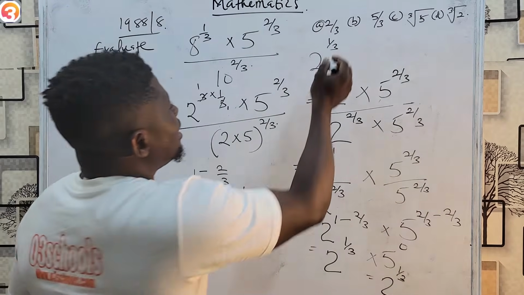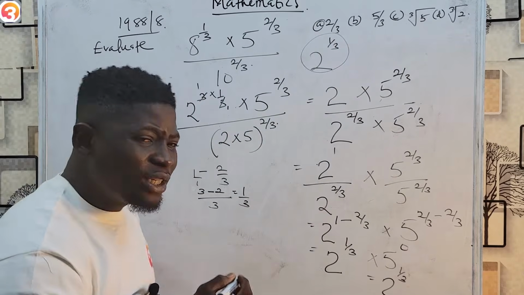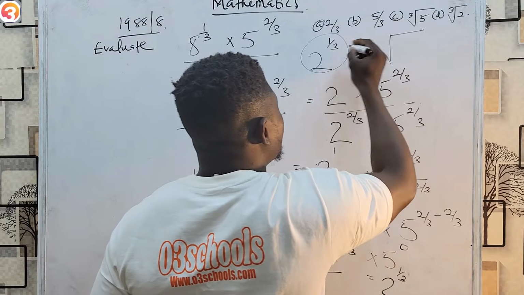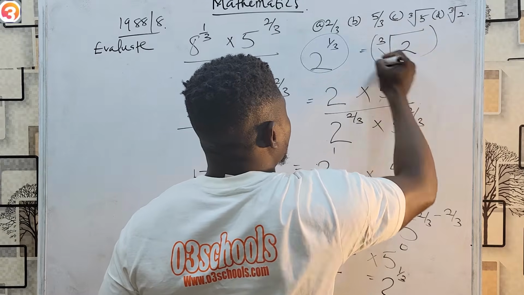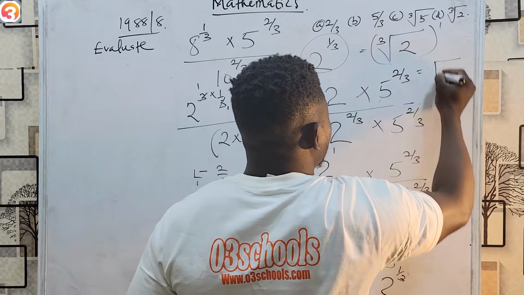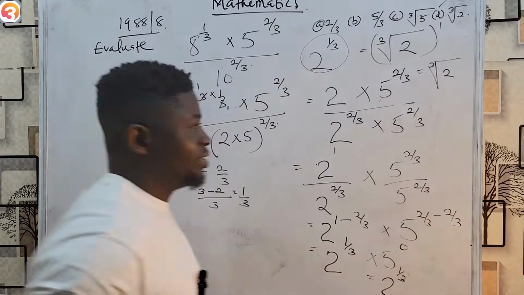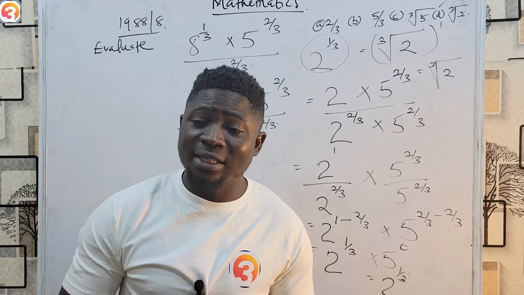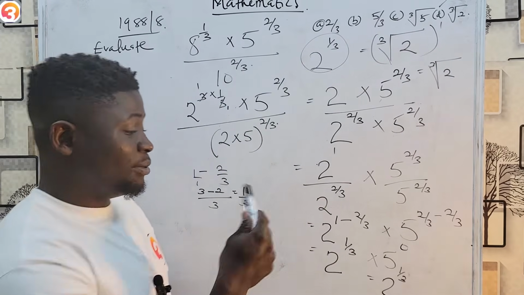Now, from indices, can we simplify this further? That is the next thing you ask yourself. Yes, we can simplify this further. And this simply means the third root of 2 to the power 1, which is the third root of 2, option D. You see how very simple it is? So your laws of indices are crucial for you to understand whatever has been done here.